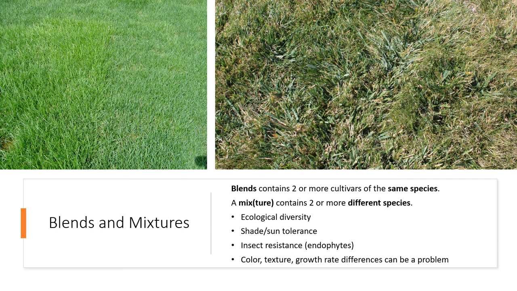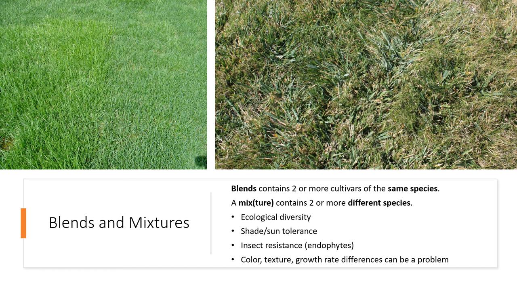Now, something that I want to talk about that we see with the cool season grasses in particular are mixtures of grasses. So a mixture. It's good to define these two terms, blend and mixture, and they're used interchangeably, but incorrectly interchangeably. They do mean very different things. A mixture is two or more different species of grass.